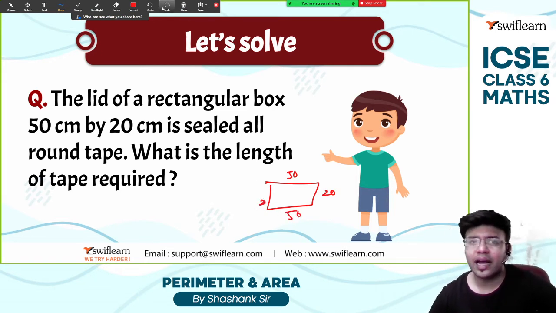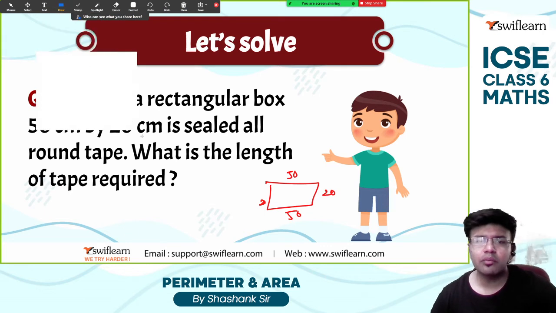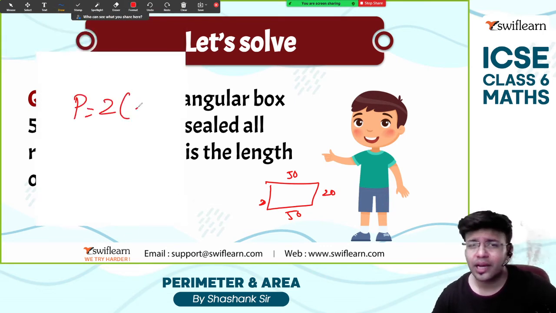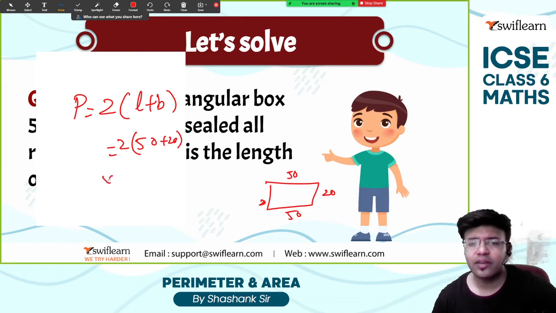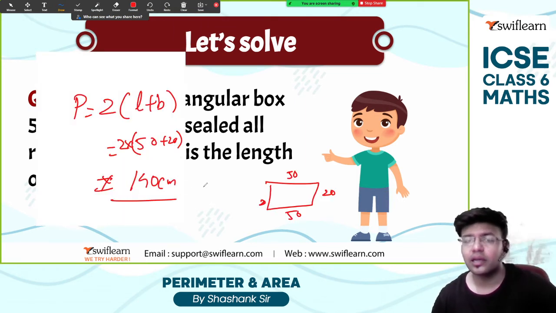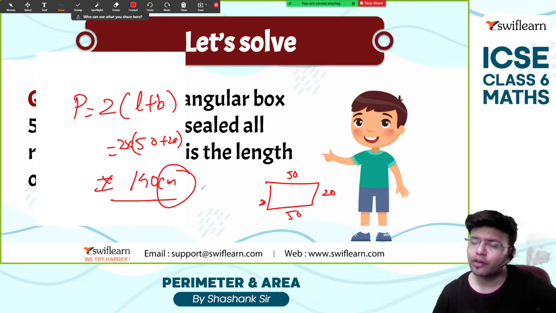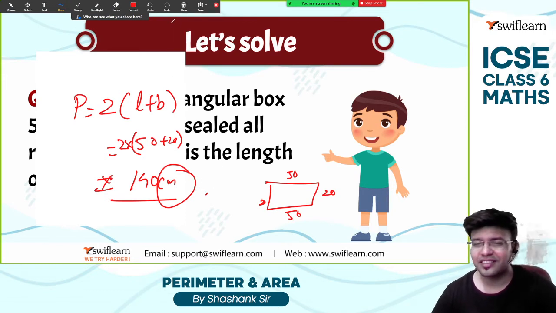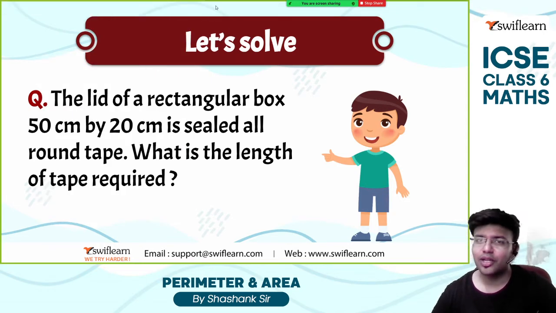Okay, for a rectangle the perimeter is given by what? Perimeter is given by P is equal to 2 times length plus breadth. Length plus breadth, 50 plus 20 is 70, and 70 times 2 is 140. So what are the units? Units is centimeter, so it is 140 centimeter. If you forget to write centimeter, your teacher may cut some marks, so don't forget to write the units.